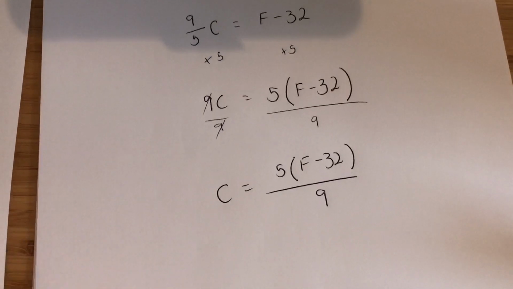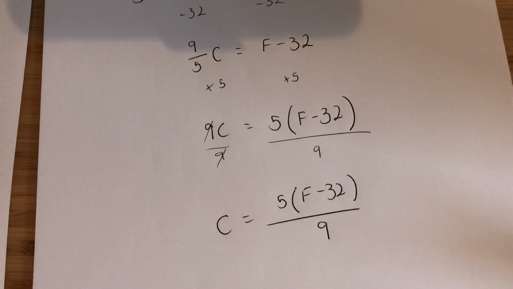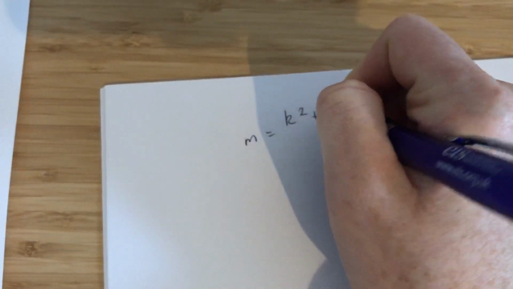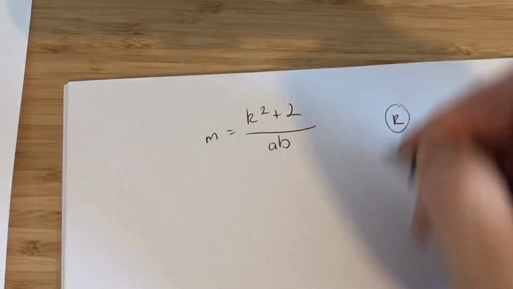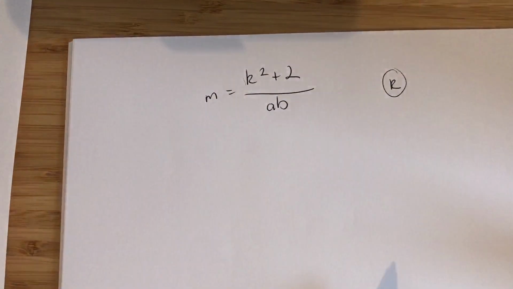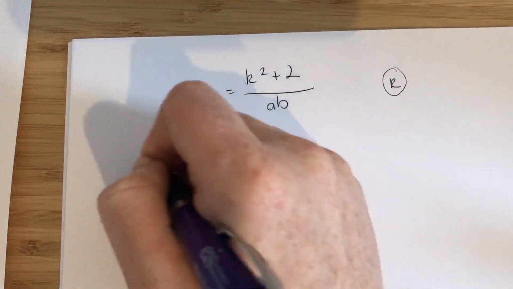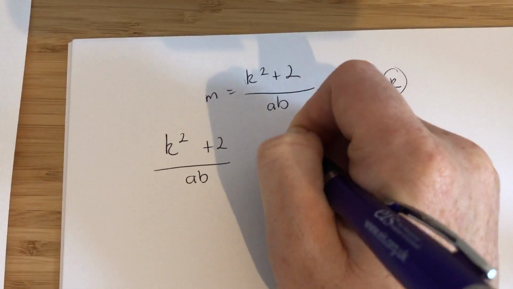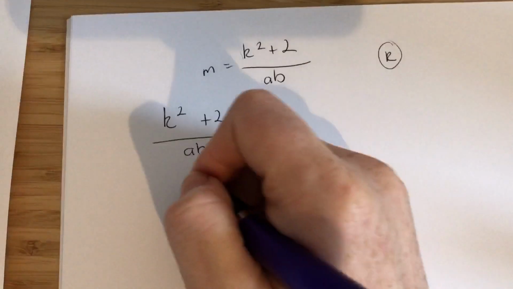Right, I'm going to do one more example, and it's just to help you see all the different processes we could do to change the subject, and then you can try some yourself. Okay, so this one is m equals k squared plus 2 over ab, and we're changing the subject to k. So k right now is on the right hand side, but it's on the numerator of the fraction. I'm going to just switch and do that common sense line. k squared plus 2 over ab equals m.